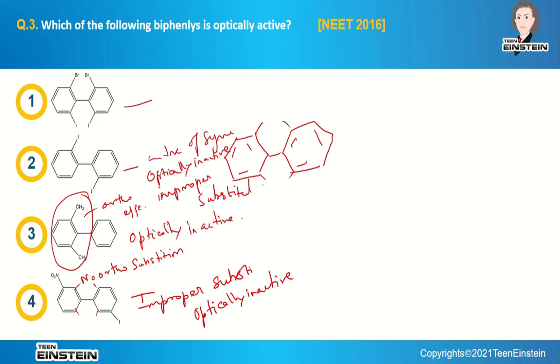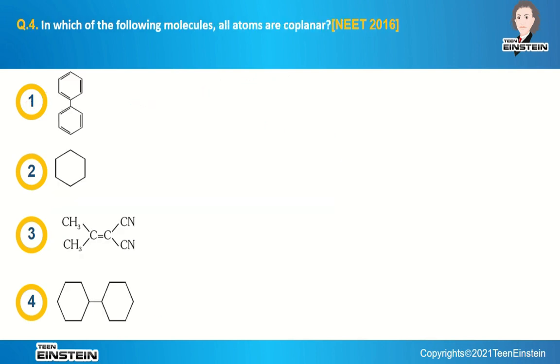So next come to the first option. Due to the steric hindrance of bulky ortho substituents, the rings are not planar. So thus it does not have a plane of symmetry. So it is optically active. Due to the steric hindrance of the bulky ortho substituents, the rings are not planar. So option 1 is the optically active compound. So the correct answer is option 1. Next, move on to the fourth question.